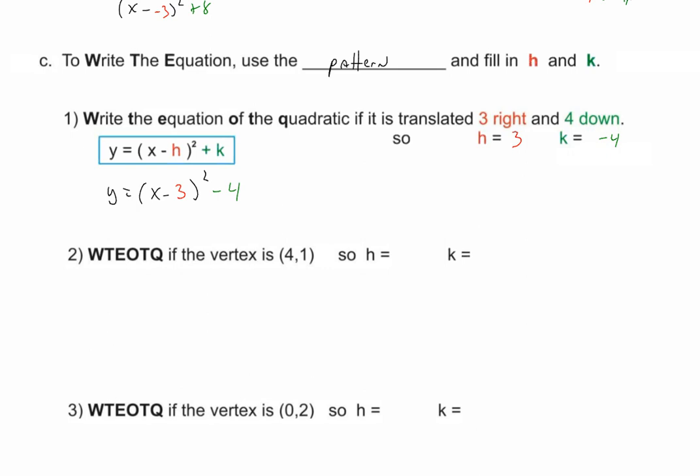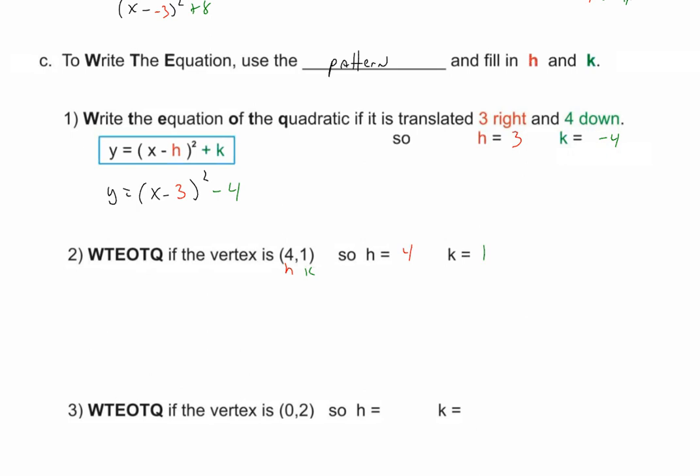In the second question, write the equation of the quadratic if the vertex is 4, 1. 4, 1. Remember, the 4 is the h, and the 1 is the k.